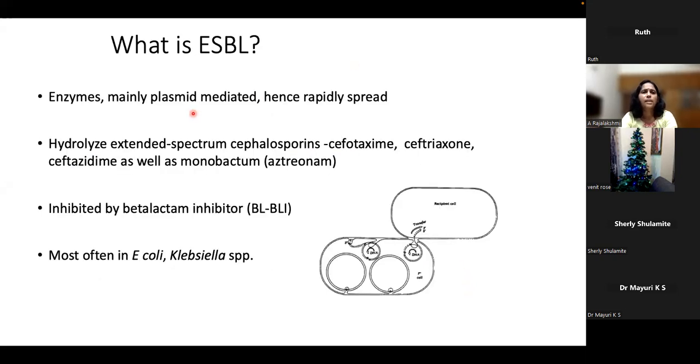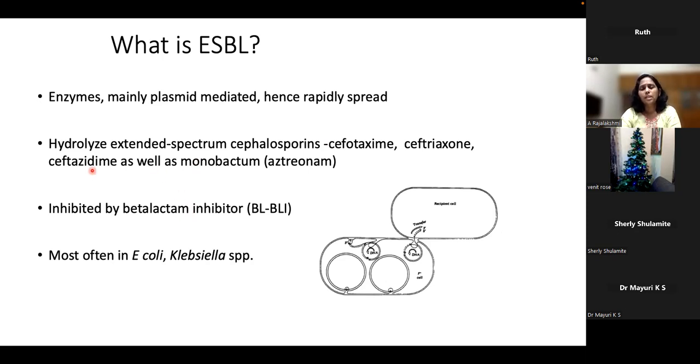What is ESBL? It is an enzyme which is plasmid mediated, and it rapidly spreads from one bacteria to another. It is freely lying in the cytoplasm. It hydrolyzes extended spectrum cephalosporins, that is third generation cephalosporins, cefotaxime, ceftriaxone, ceftazidime, as well as aztreonam. How is it overcome? It is by combining with a beta-lactamase inhibitor, which inhibits these enzymes. So it is usually combined, and what we practically use is piperacillin-tazobactam or cefoperazone-sulbactam.